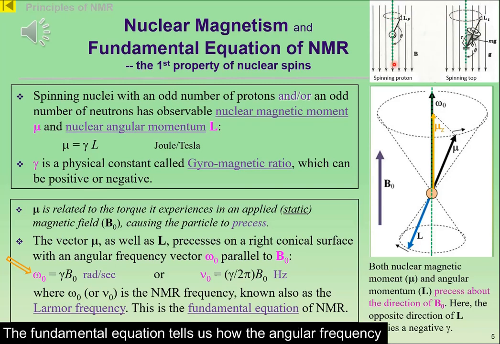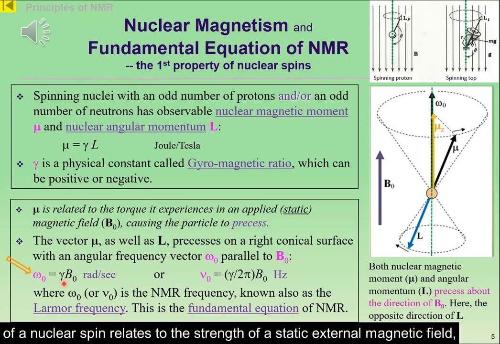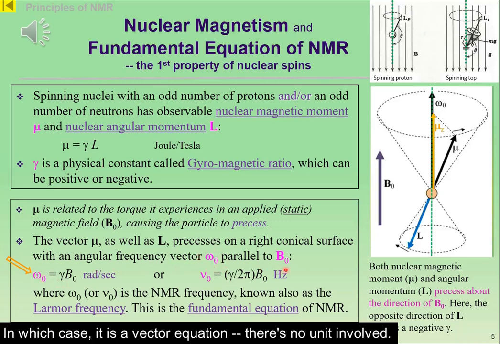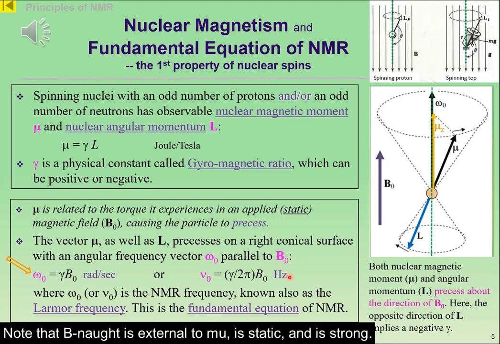the top graphs. The fundamental equation tells us how the angular frequency of a nuclear spin relates to the strength of a static external magnetic field, which can also be presented in a vector format by changing the omega-naught and B-naught to boldface. In which case, it is a vector equation, and there's no unit involved. Note that B-naught is external to μ, is static, and is strong.